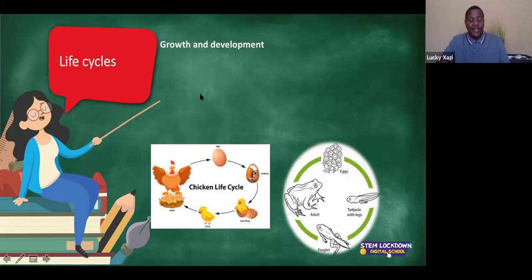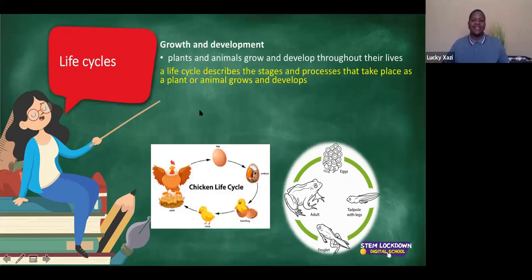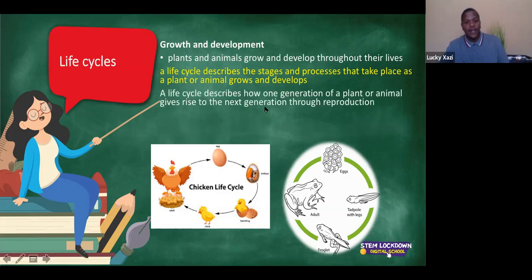Growth and development of animals. Plants and animals grow and develop through their lives. A life cycle describes the stages and processes that take place as a plant or animal grows and develops. A life cycle describes how one generation of a plant or animal gives rise to the next generation through reproduction.